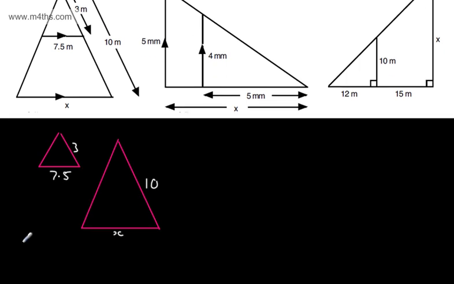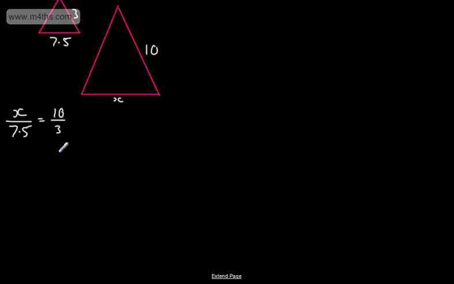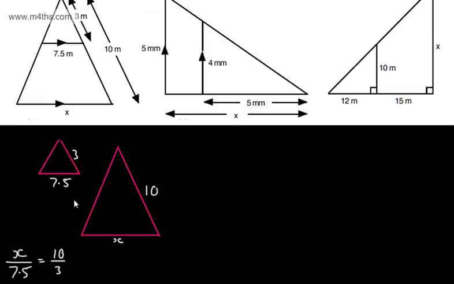I could say that x over this side right here, 7.5, will be equal to 10 over 3. So if I do that now, let's go ahead and multiply both sides by the 7.5. X would be equal to 75 over 3, so x is going to be 25. Should I have spotted that? Well, if I haven't, it's not a massive issue, is it? If we look at this now, that is going to give me the value right here.